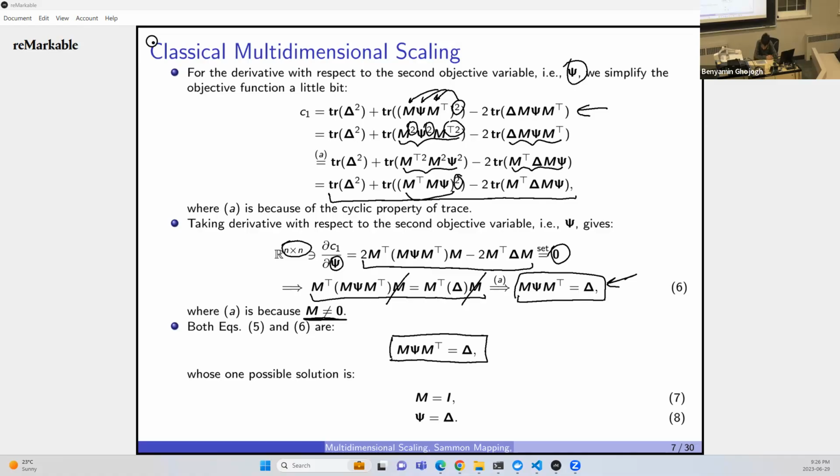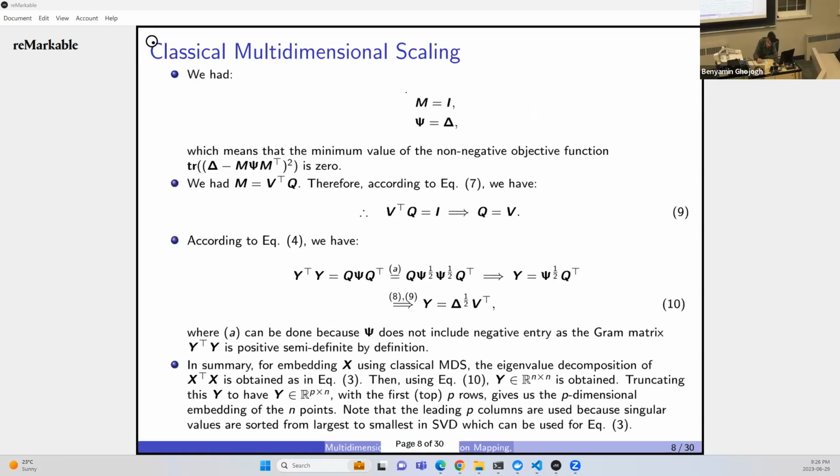Okay, one possible solution for this is what? If you set M to be I, then psi becomes delta. So we have this. Now, if you put this back in the cost, what happens? The cost becomes 0. So this is a correct solution. Why? Because the cost is non-negative. This is one of the solutions. If you put it in, the cost becomes 0. So this is correct. The cost can't become negative.